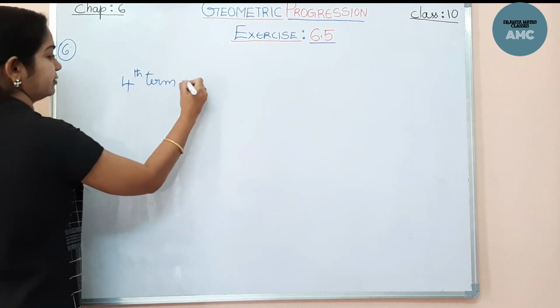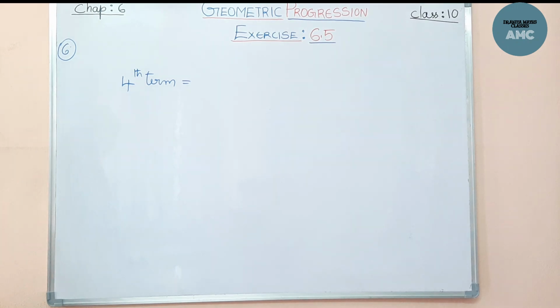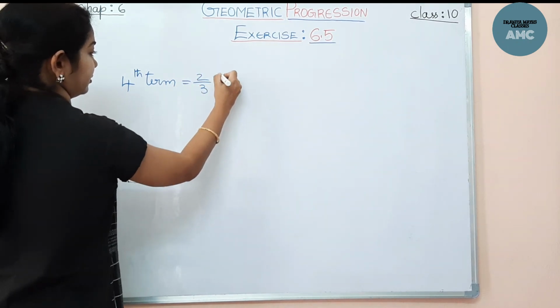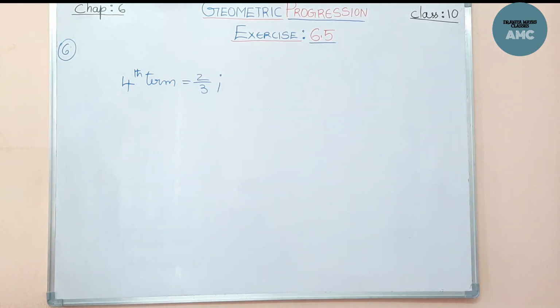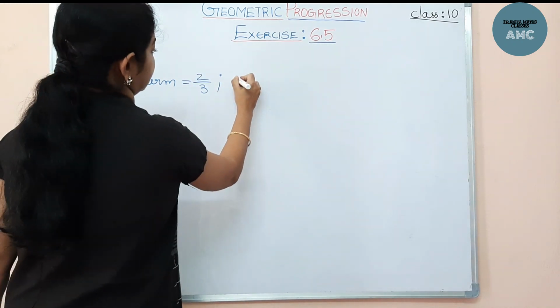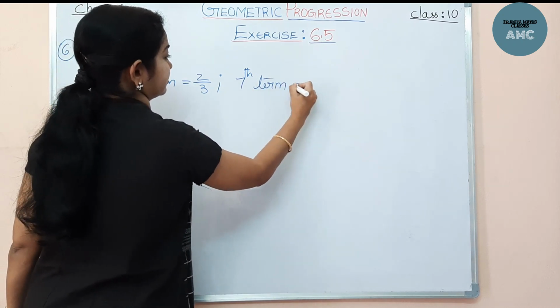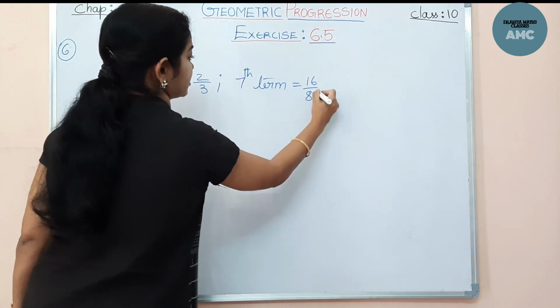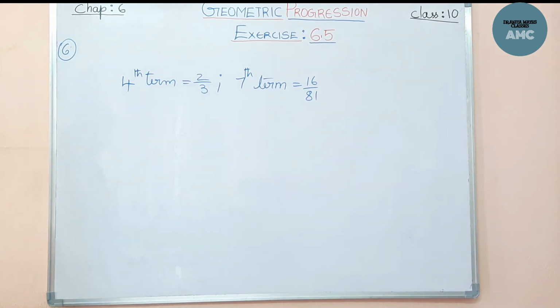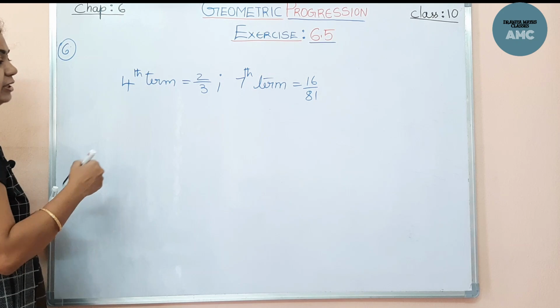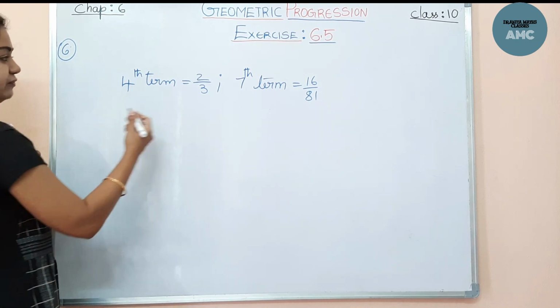How much is given? The 4th term is 2 by 3, and the 7th term is 16 by 81. So 16 by 81 is the 7th term. Now, this is the information given, and we have to find the series of the GP.